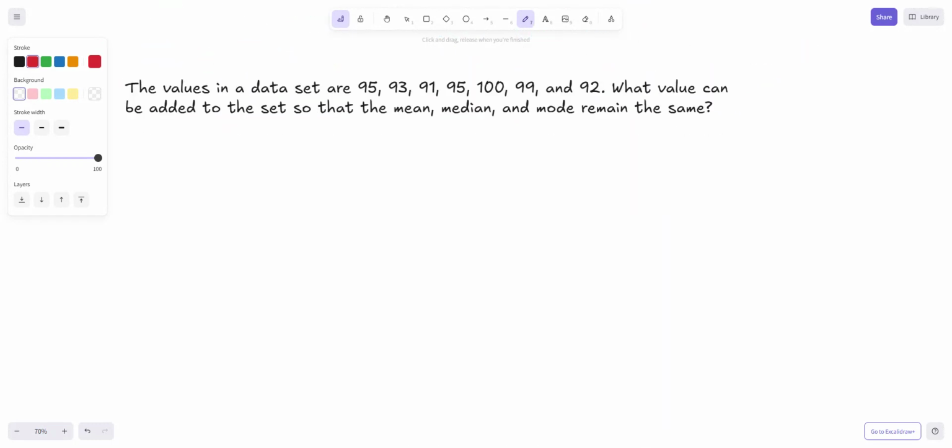The values in a data set are 95, 93, 91, 95, 100, 99, 92. What value can be added to the set so that the mean, median, and mode remain the same? Oh, so now we have to find all of them first.